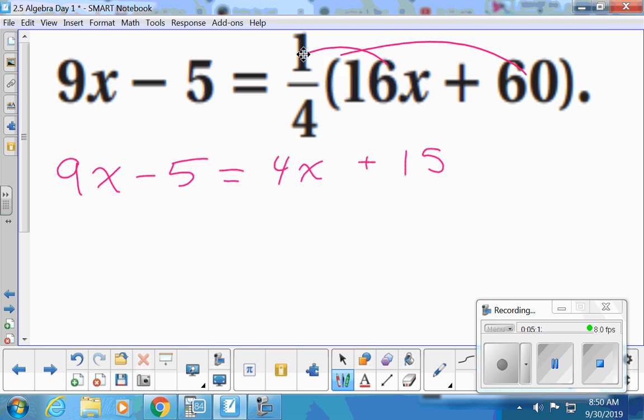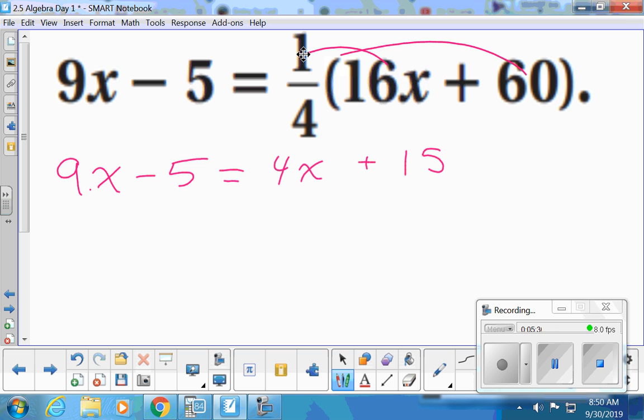Okay, so you can move the 5 next. I'm not going to stop you from doing it. However, what I always prefer is to get the variables together first. So I would move the smallest term with the variable. Who's smaller, the 9 or the 4? So I would move the 4 to join the 9.